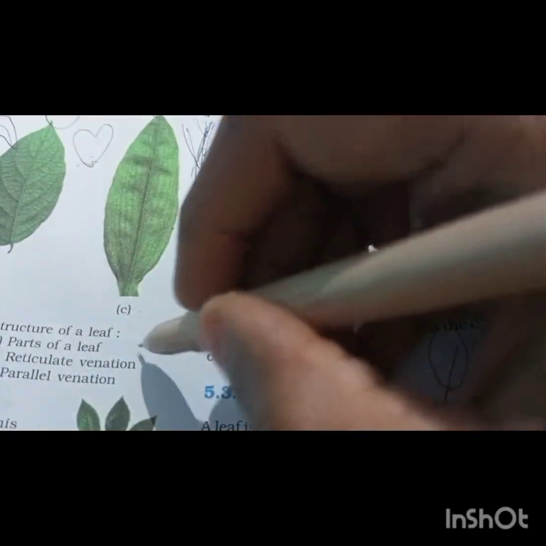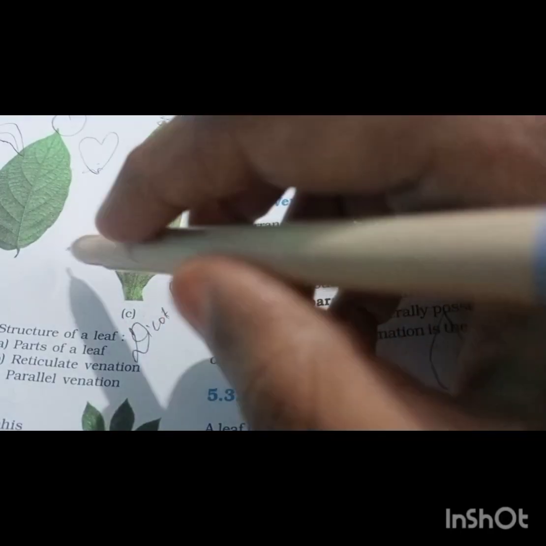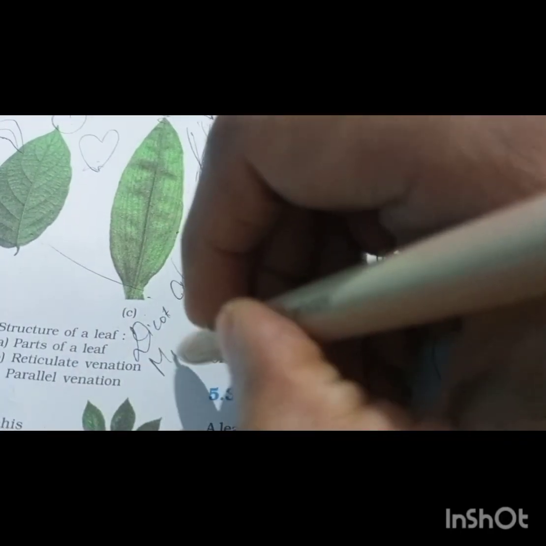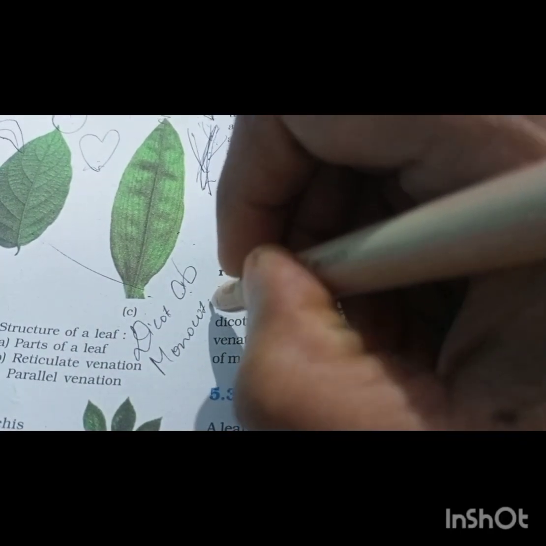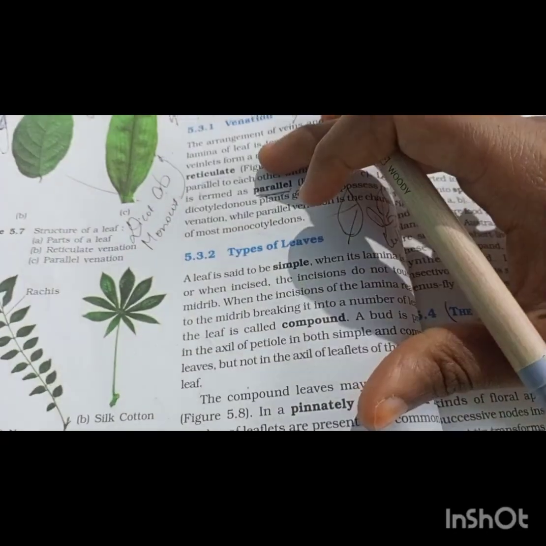Even in your lower classes you have studied that dicot, the plant with two cotyledons, possesses reticulate venation, and monocot, the plant with a single cotyledon like wheat, possesses parallel venation. So this relationship is also given here. So what are the types of leaves?